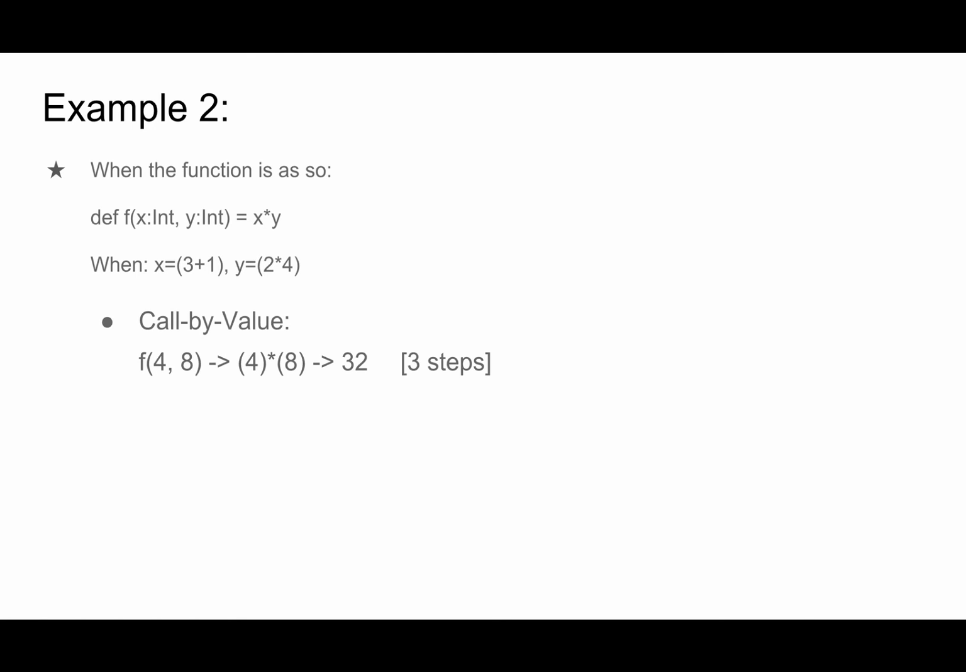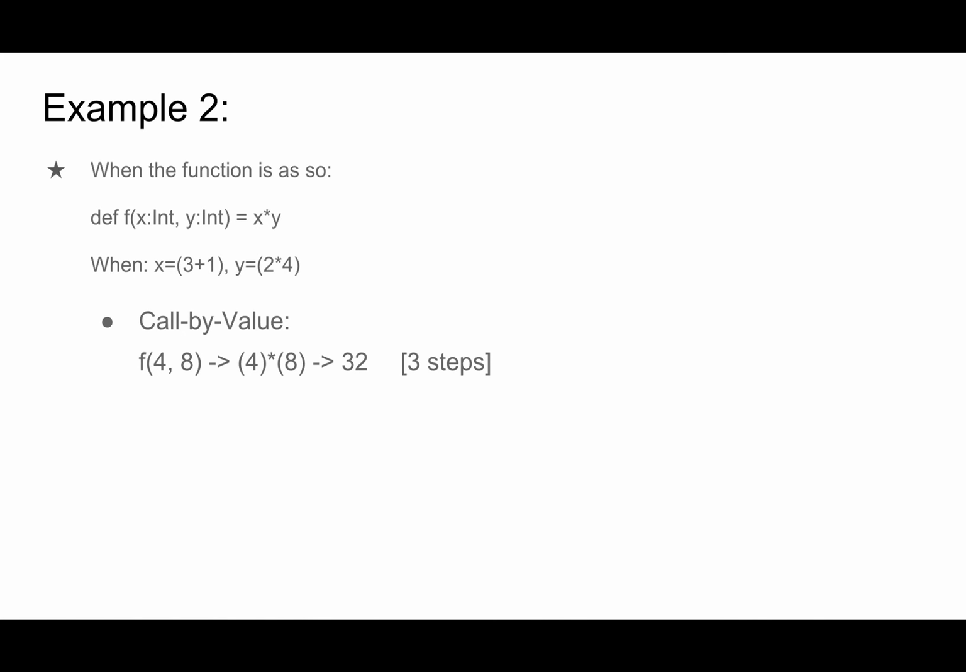Call by value evaluates the parameters before it calculates the function, as explained in the previous example. So we would have x equals 4 and y equals 8, instead of x equals 3 plus 1 and y equals 2 times 4. And they would stay that way while the function is used. Because of this, the function takes in 4 for x and 8 for y and starts solving. The next step is the actual multiplication of 4 and 8.